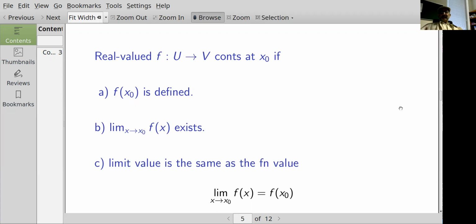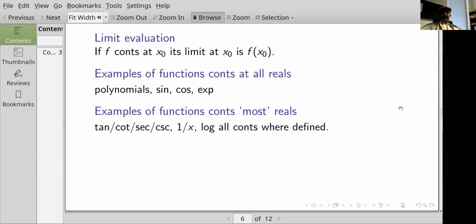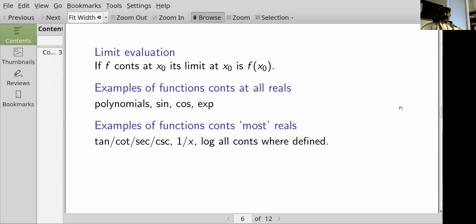So if you have in your mind some classes of functions which are continuous, where you know where they're continuous or where they're not continuous, then where they are continuous, you will be able to evaluate the limit value very easily by simply taking the function value. Some functions are continuous at all of the real numbers on the entire real line. So polynomials, sine, cos, exponential, all of these functions are continuous at every real number.